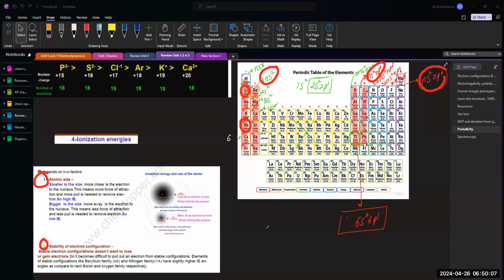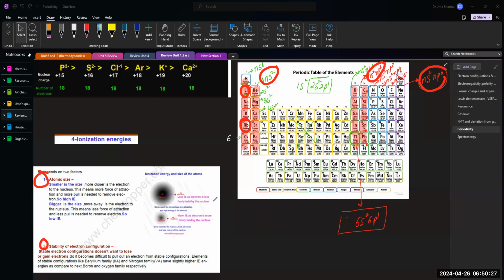And what happens to atomic size down the group, children? It increases. As atomic size increases, what happens to ionization energy down the group? Ionization energy decreases. Memorize it right away.